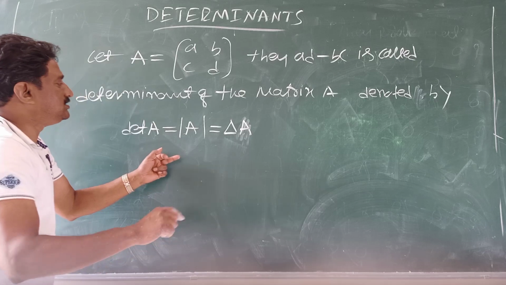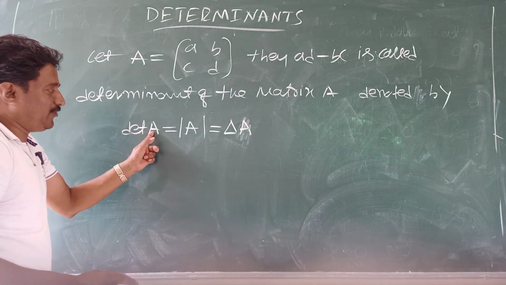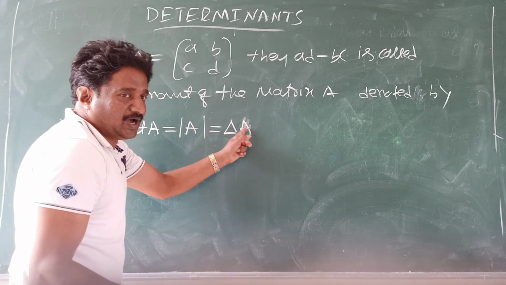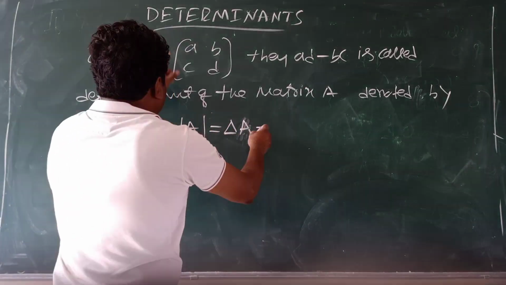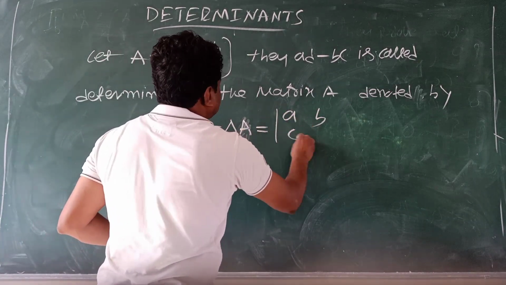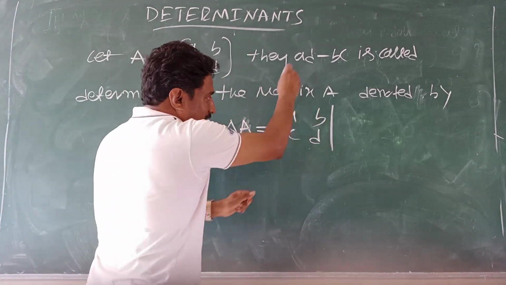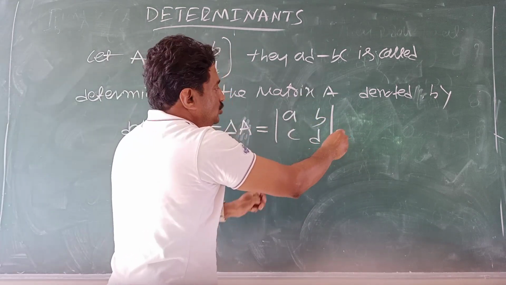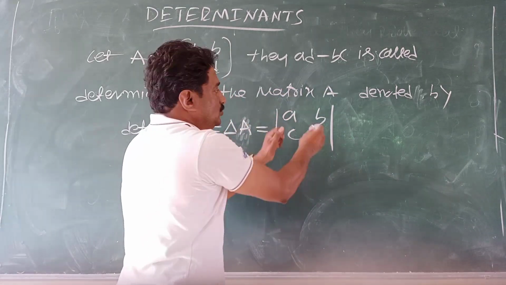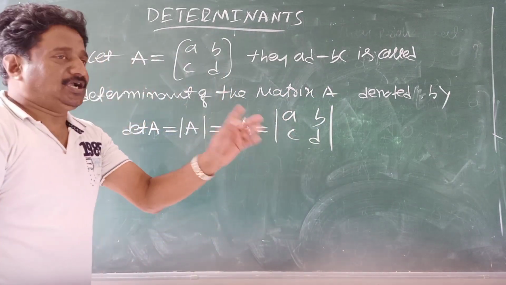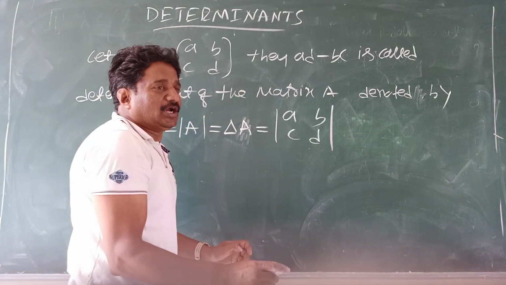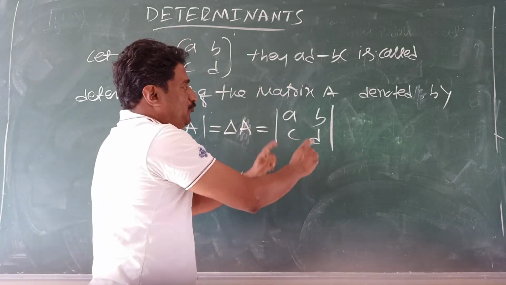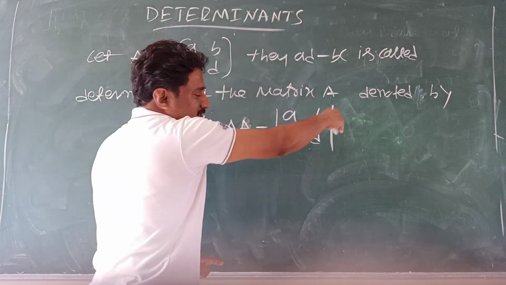How do you read this? Practice reading this. Det A, determinant of A. Next, you read this as determinant of A. Next, you read this as delta A or determinant A. Or you can write determinant of A, B, C, D. In a determinant, you must use vertical lines. You should not use brackets. Using brackets is not allowed. We use brackets for a matrix. Carefully observe. For a determinant, you must use lines.